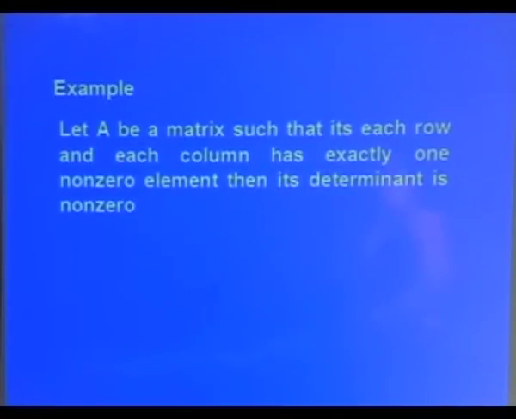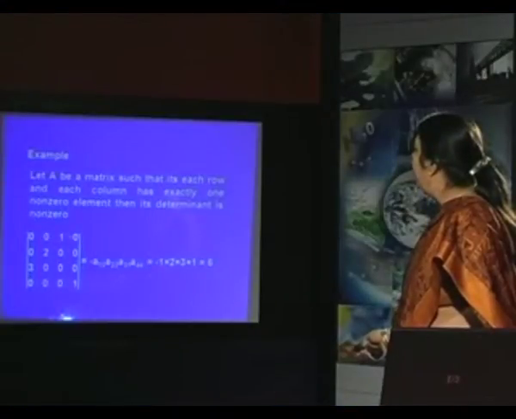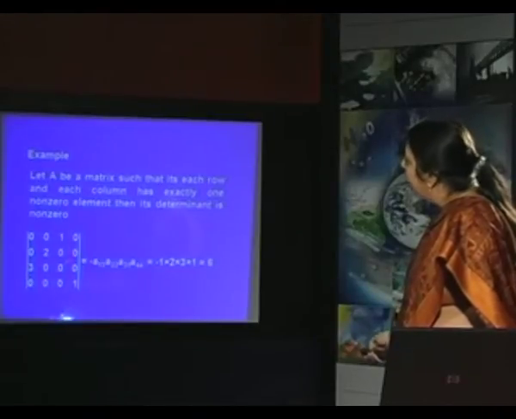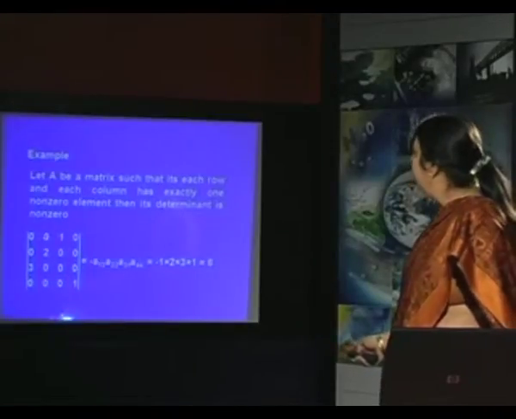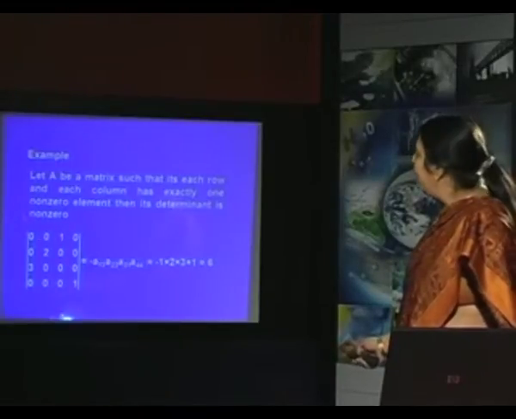Now, I illustrate this with the help of an example. Let A be a matrix such that each row and each column has exactly one non-zero element, then its determinant is non-zero. See, if I am taking here a 4 by 4 determinant, then every row or column has only one non-zero entry. So, when you form this determinant and form factorial 4 terms, then you will notice that only one term will remain, and the rest of the terms will be 0.